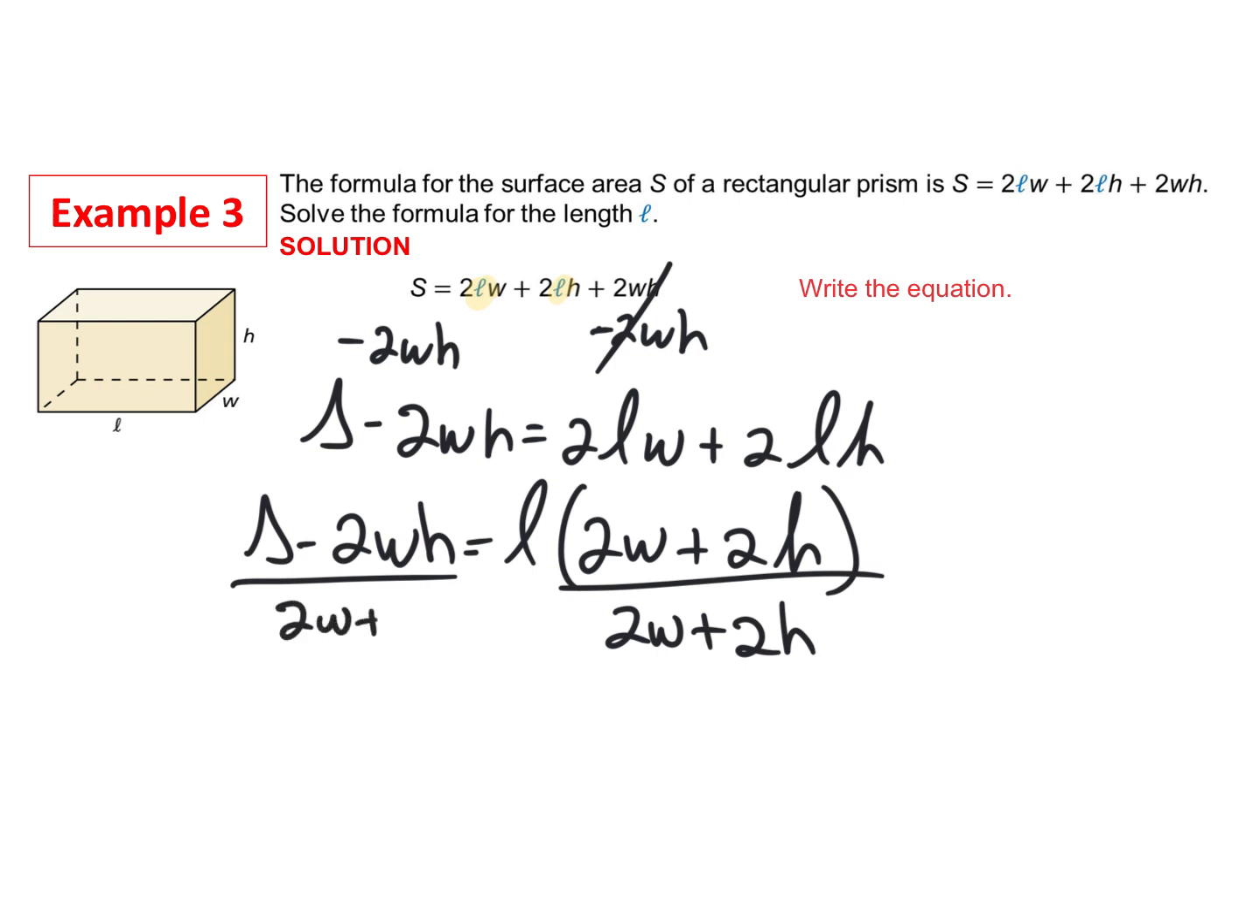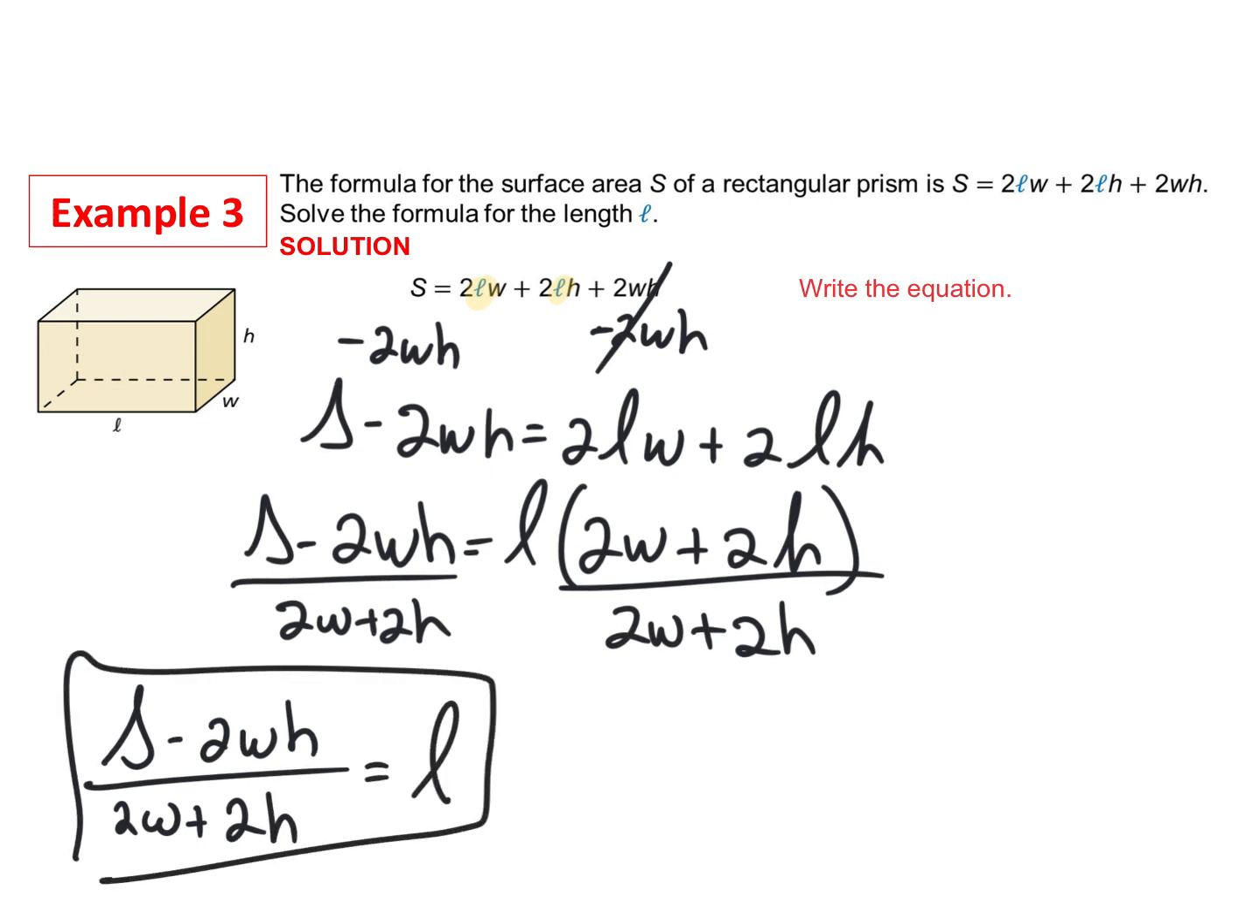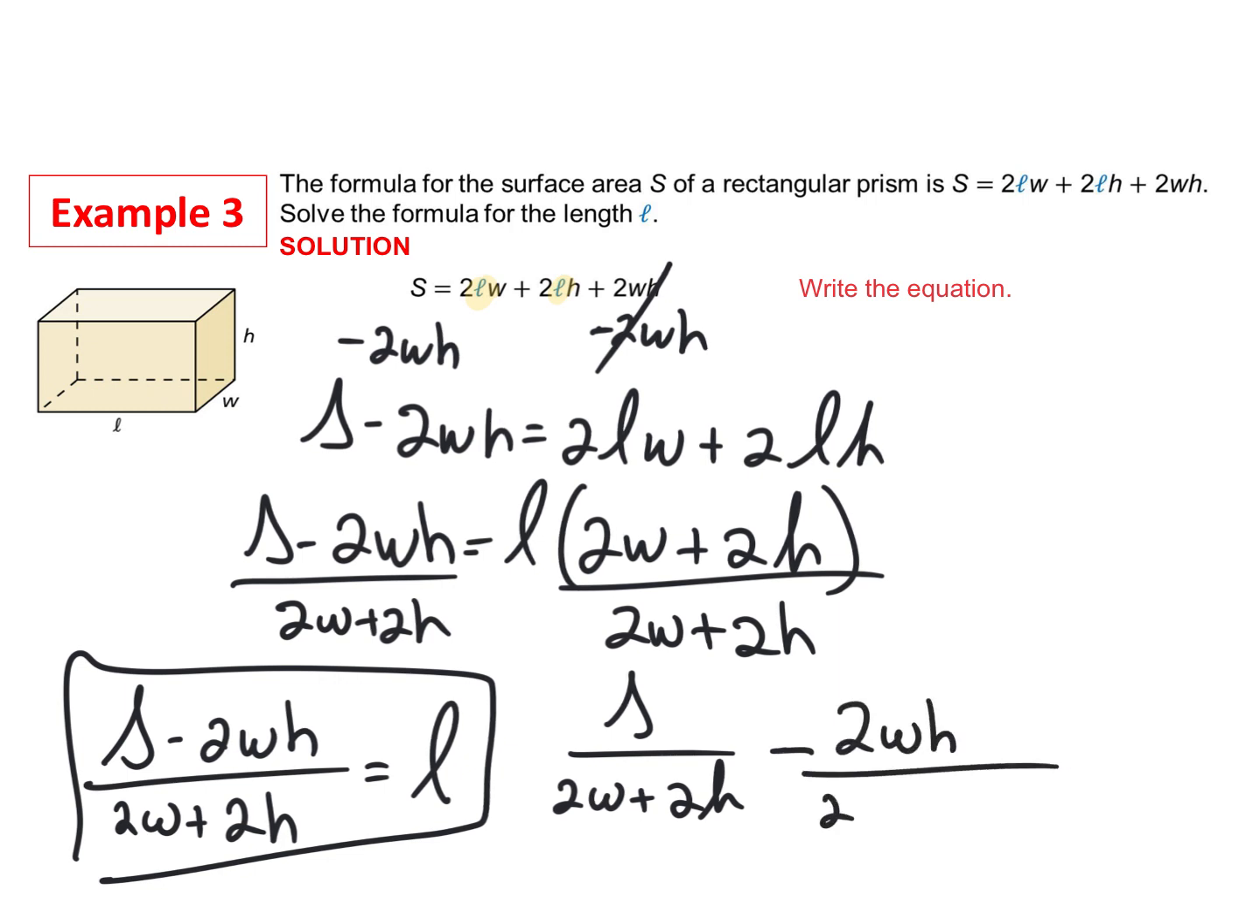And you can write the answer in a few different ways. One would be S minus 2WH, the whole thing over 2W plus 2H, equals L. That's one way. You guys can separate the fractions: S over 2W plus 2H, minus 2WH over 2W plus 2H, is equal to L.